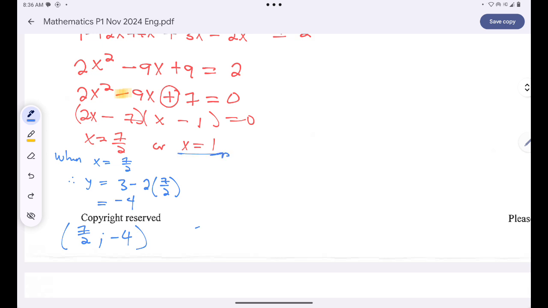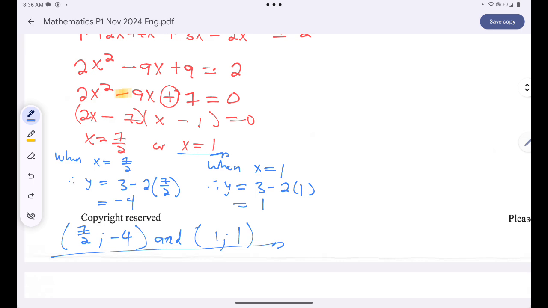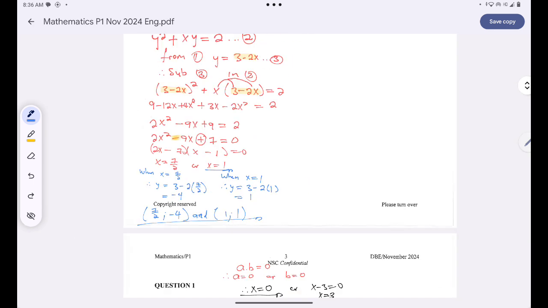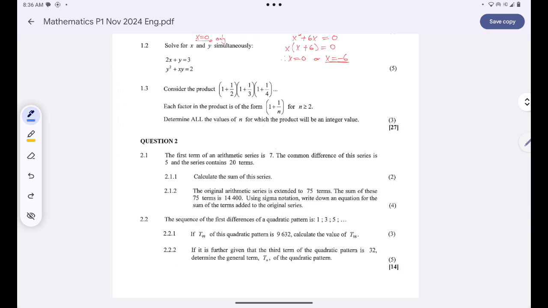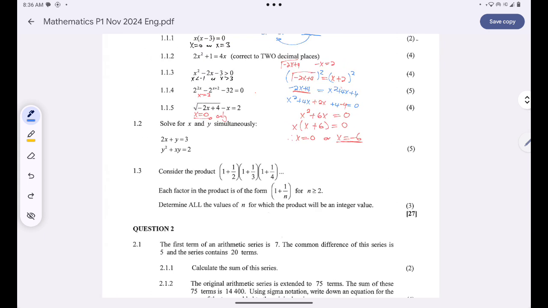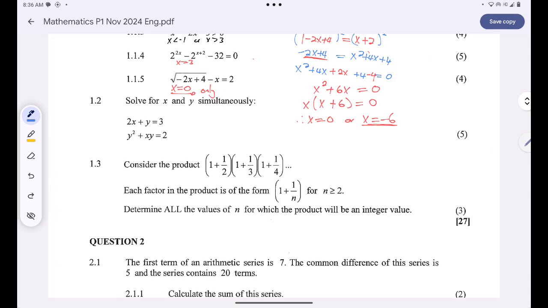Then now let's go and deal with the other root. Okay, when x is equal to 1, therefore y is equal to 3 minus 2x, and the answer is just equal to 1. So just write 1 and 1 over there. So that's how, guys, you should have solved that simultaneous equation, yeah? Okay, now let's go and answer the last question.